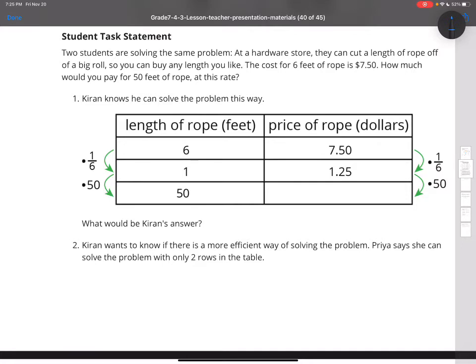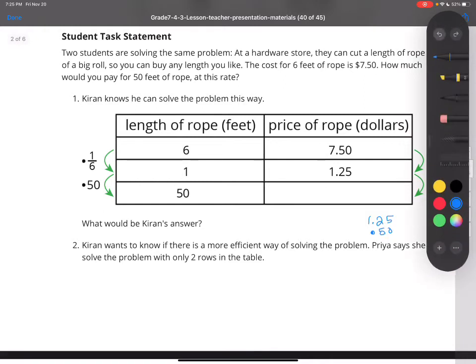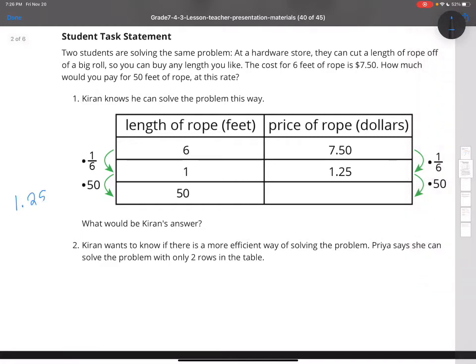So it's asking you, what would Kyron's answer be? Okay, what would Kyron's answer be? So if I was to multiply 1.25 times 50, I'm going to put that not decimal, but multiplication symbol bigger. As a matter of fact, let me put that in a better spot so you guys can really see the math, because neat math work is the best math work. So it's going to be 1.25 times 50.